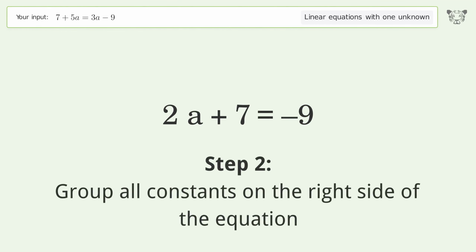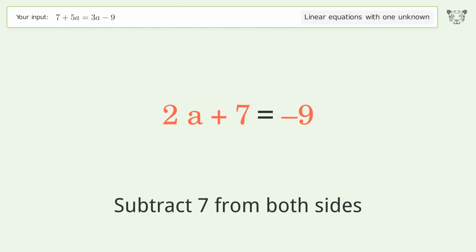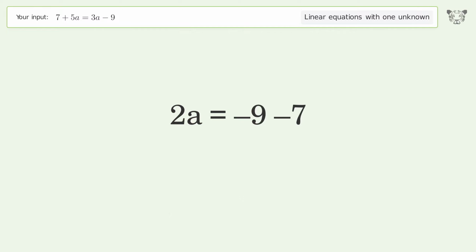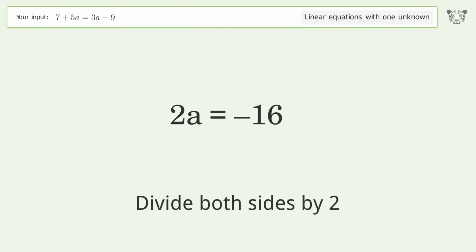Group all constants on the right side of the equation. Subtract 7 from both sides. Simplify the arithmetic. Isolate the a. Divide both sides by 2.